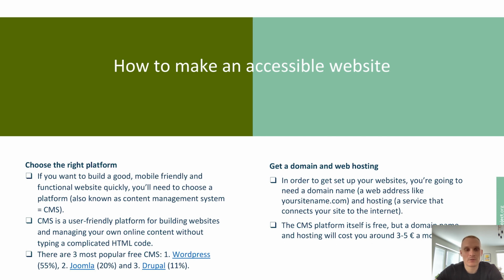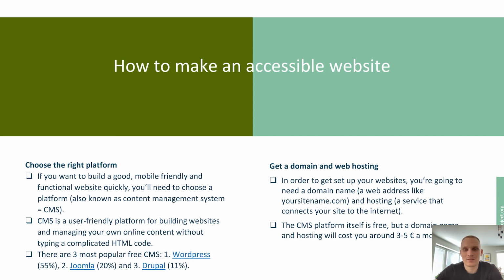Choose the right platform. If you want to build a good, mobile-friendly and functional website quickly, you'll need to choose a platform, also known as a content management system. A content management system is a user-friendly platform for building websites and managing your own online content without typing complicated HTML code. There are 3 more popular free content management systems. Number 1 is WordPress, number 2 is Joomla, and number 3 is Drupal.